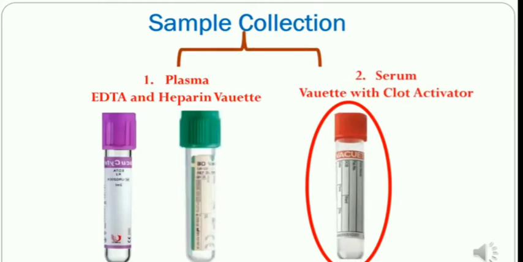So after we have arranged all the requirements, now we have to collect the blood. Generally we collect venous blood samples, and the total protein can be estimated both in plasma and serum. For plasma we can take an EDTA vacutainer or a heparin vacutainer, whereas for serum we can take a vacutainer having a red cap which has a clot activator. The most commonly used vacutainer is the one having a clot activator.